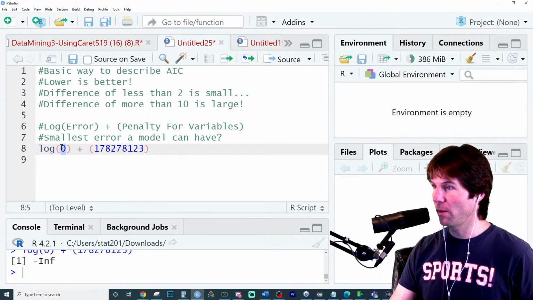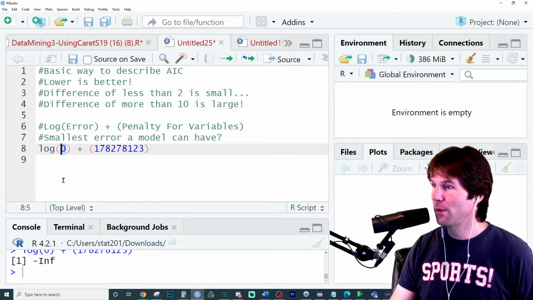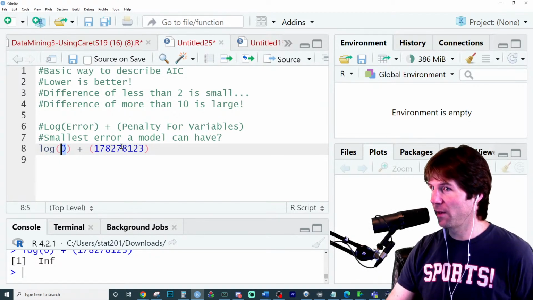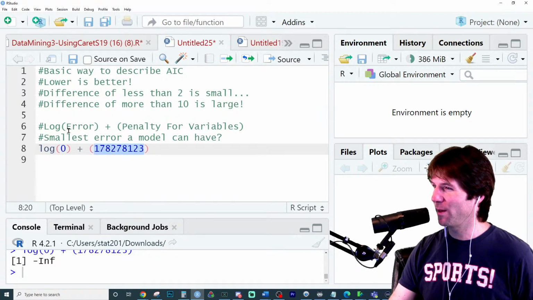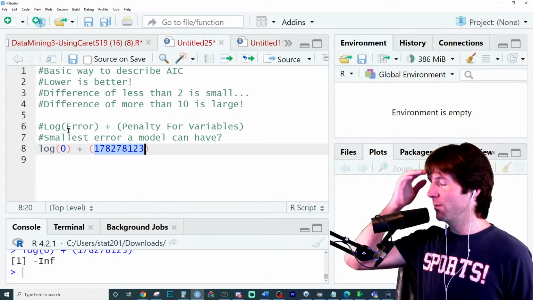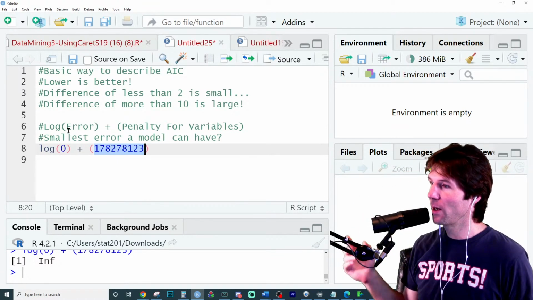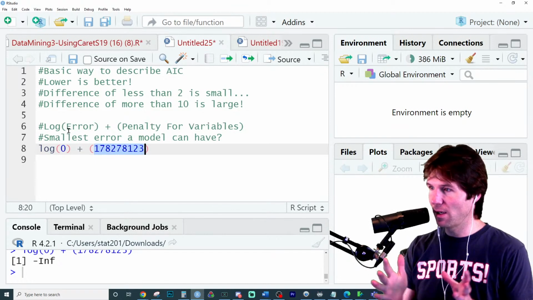The model has no error. This is the regularization part of it where you're penalizing yourself for variables, but this is a perfect model, so the penalty can't overcome the perfect model, or the penalty is not damaging us because it's a perfect model. I still would worry about overfitting with this. A lot of algorithms are smart enough these days to not do such a thing because it's going to stop because the AIC is not lowering.